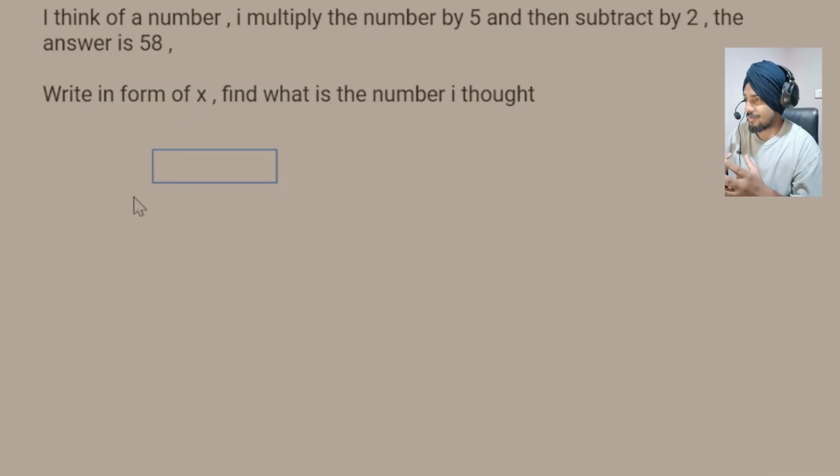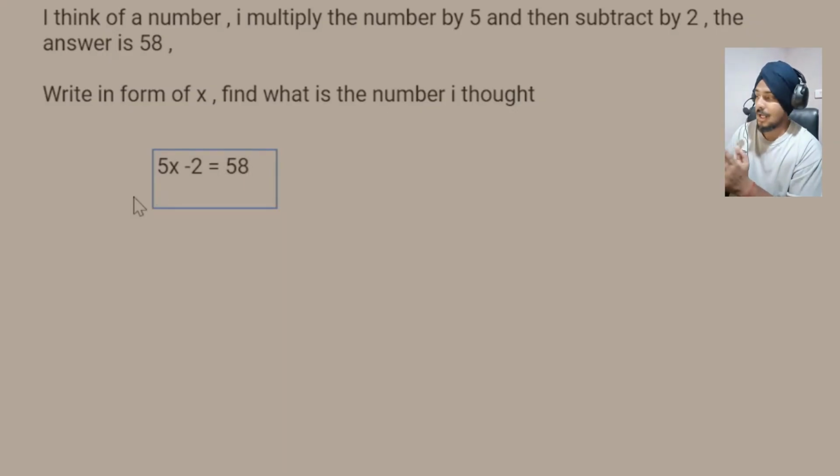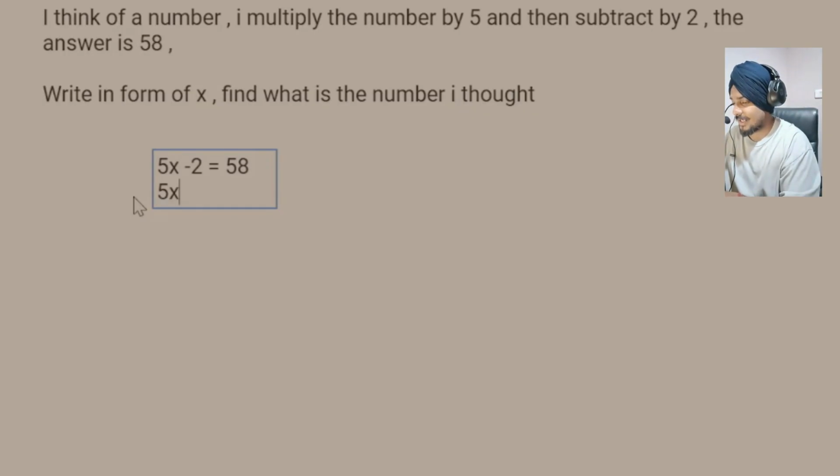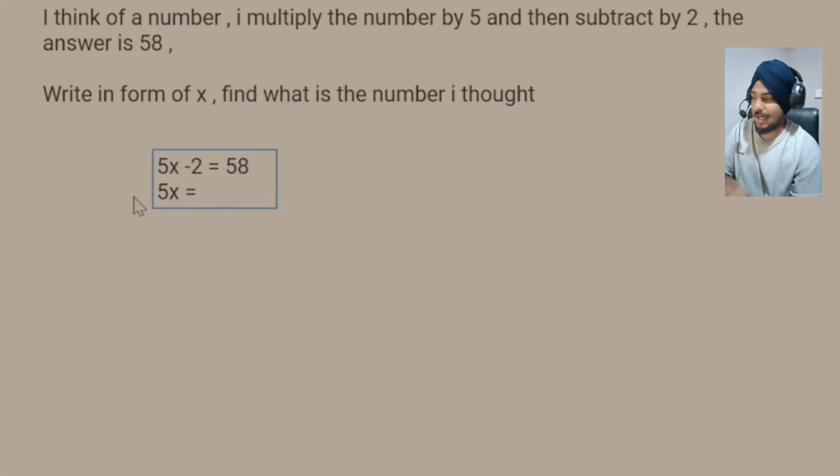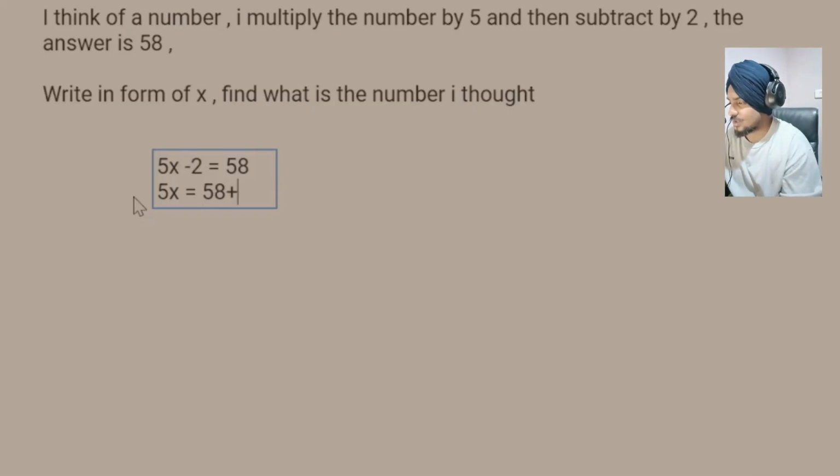So, I think of a number, let's say that number was x, and they want us to find the value of x. If you multiply that number by 5, that means 5x, and subtracting 2 will give you 58, and that's what they said, right? Now if you want to solve this equation, you have to move the 2 to the right hand side. If you move the negative 2 to the right hand side, the sign flips, and it will become 58 plus 2, which means 5x is equal to 60.